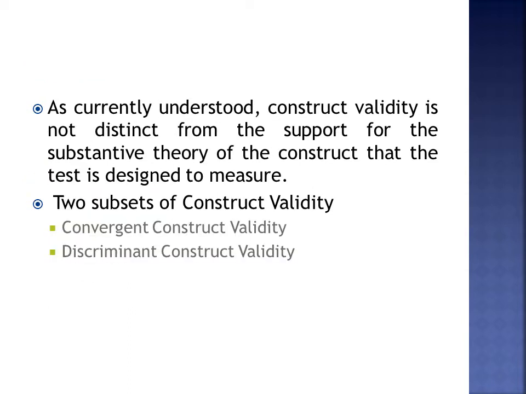As currently understood, construct validity is not distinct from the support of the substantive theory of the construct that the test is designed to measure. So here, construct validity is focusing on validating your construct based on the theories that you have. It should give you a good relationship, and it should support the theory itself. Now, there are two subsets of construct validity: the convergent construct validity and the discriminant construct validity. Let's go to it one by one.